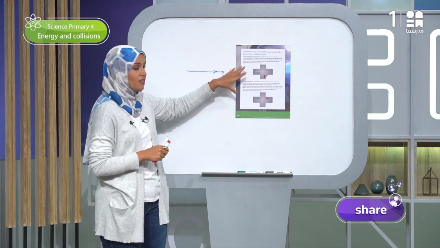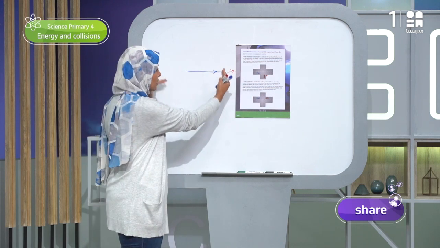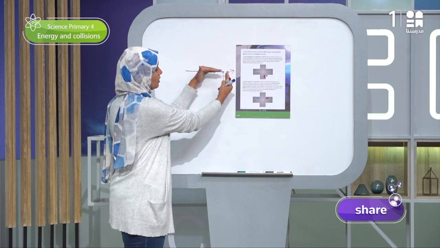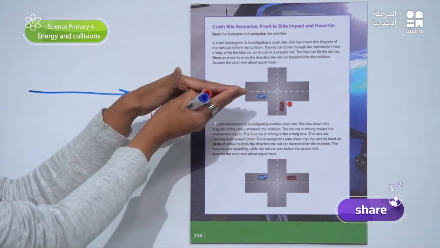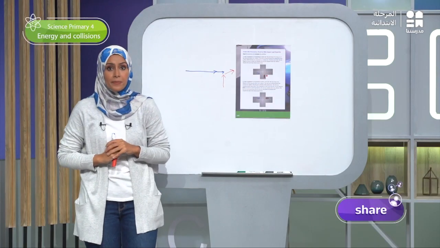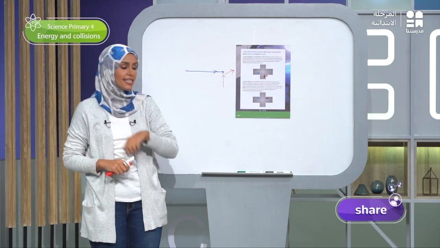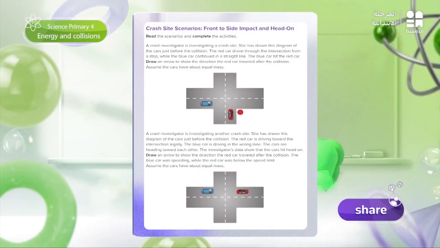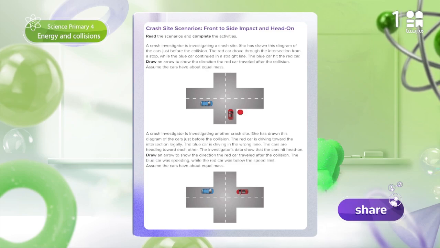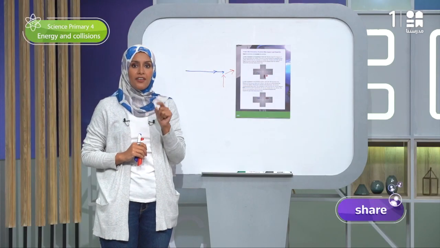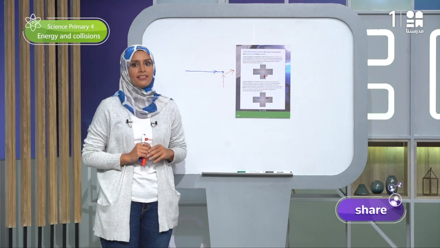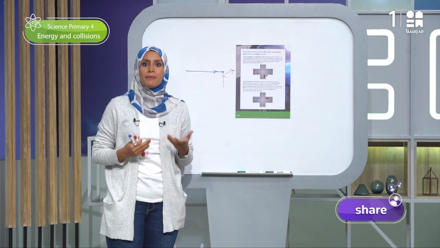Okay? Again, in the first situation the red car was moving like this and the blue car was moving like this. When the blue car hit the red car, it changed its direction to the right. Okay? Let's see the second scenario. Let's look at the second picture. I want you to identify the direction of the motion of the red car after the collision. Again, focus a lot. Where the red car will be.